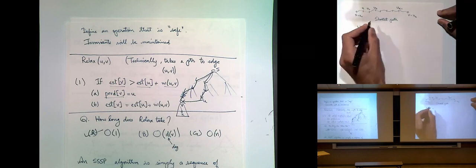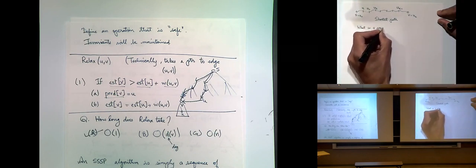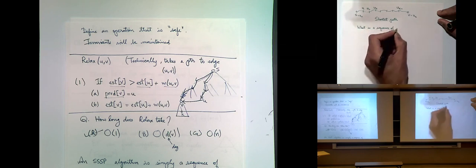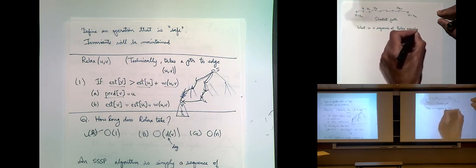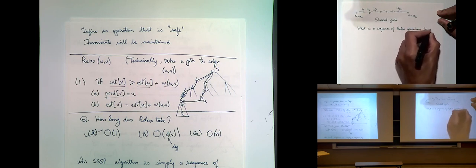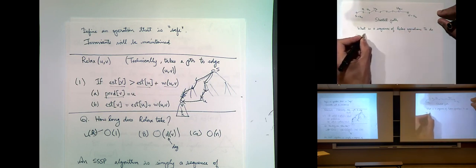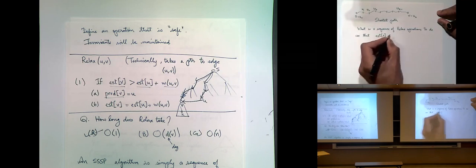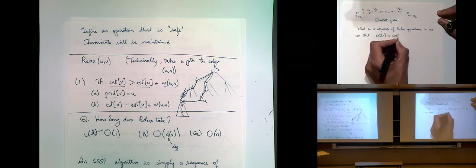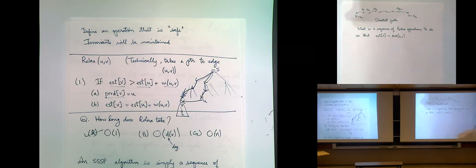What is a sequence of relax operations to do so that the estimate of V becomes equal to the distance, the true shortest path distance?